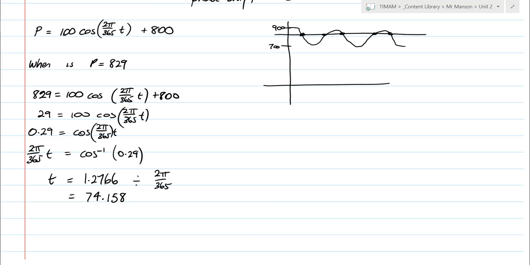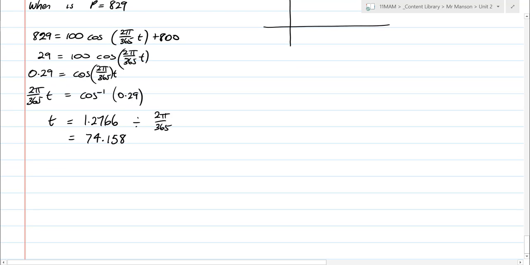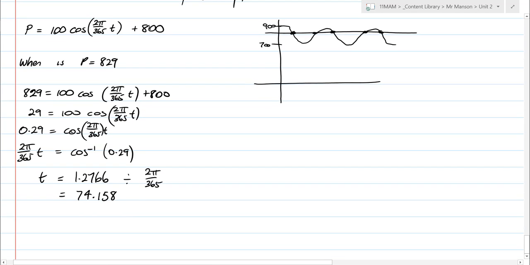And so I've got to work out the date that this occurs. Now, you just notice here, and this is a really important conversation right now because it will happen to you in a lot of questions moving forward. At 74 days, the population has not quite reached 829. 74 days is here, but not quite at that black dot because it's 74.158. So when's the first time the population reaches 829? Mathematically, technically, it's in the 75th day.